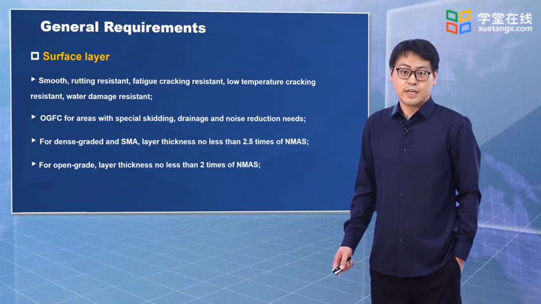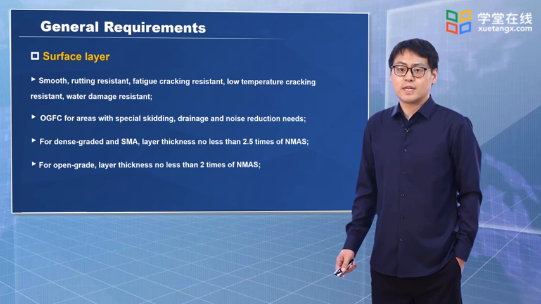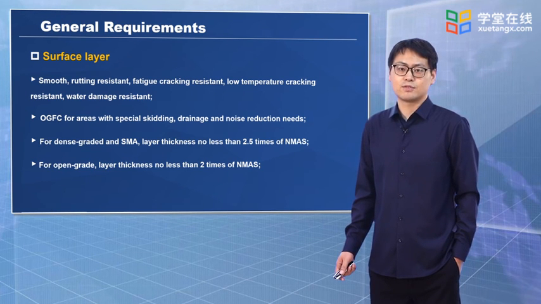For surface layer, it needs to be smooth, rutting resistant, fatigue cracking resistant, low temperature cracking resistant, water damage resistant. Wearing course also needs to be skidding resistant and abrasion resistant. Open graded surface layer can be used for areas with special requirements on skidding, drainage, and noise reduction. Waterproof layer should be installed beneath it.